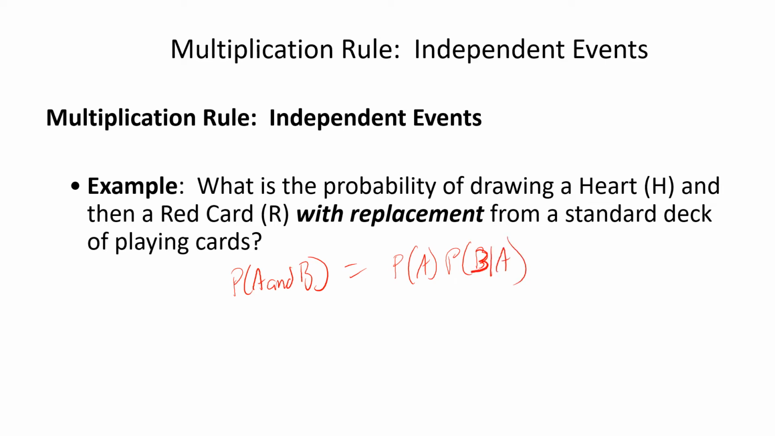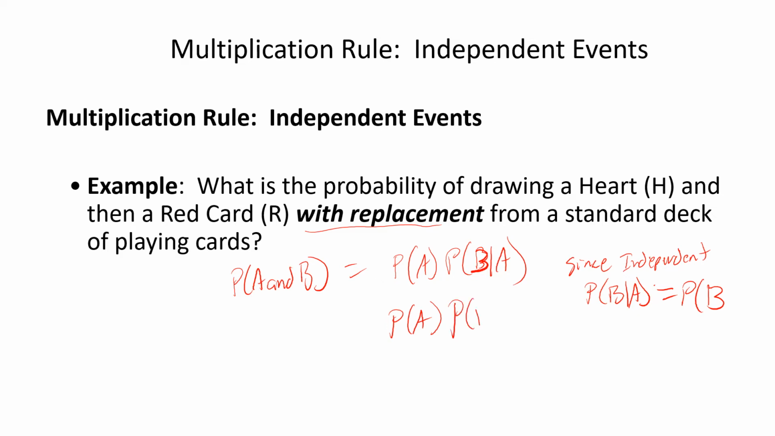but since we are doing this with replacement, the events are independent. Since they are independent, the probability of B given A is equal to the probability of B. Our formula just becomes the probability of A times the probability of B.